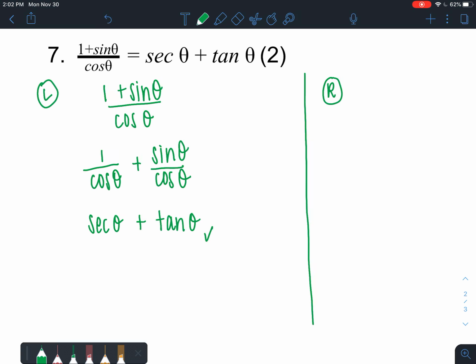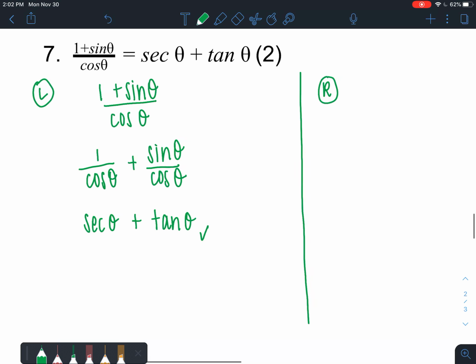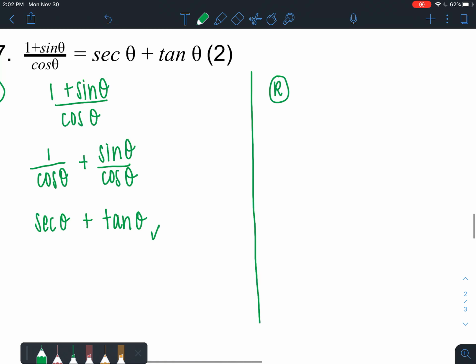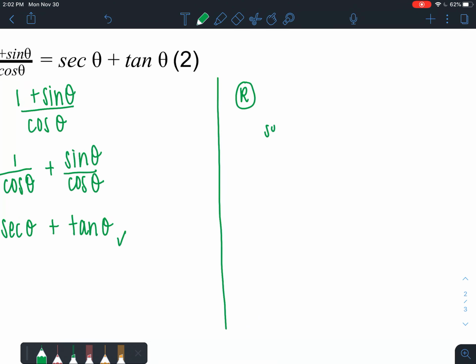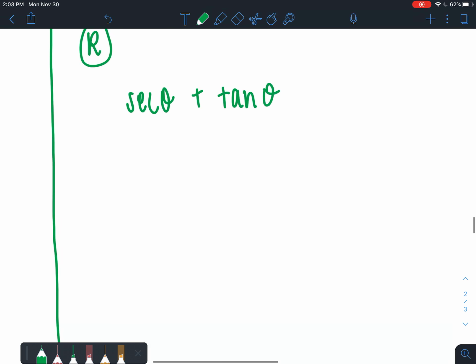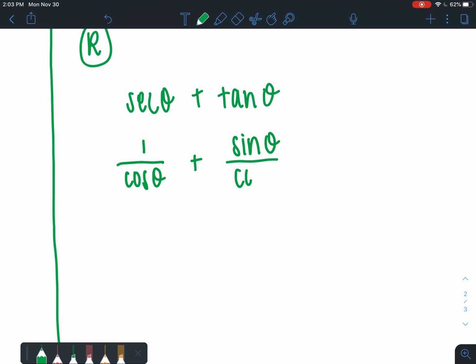Okay, but some people may have thought, I think secant of theta and tangent of theta, that side might be easier to work from. So let's go ahead, come over here, secant of theta plus tangent of theta, and think about it a different way. So I'm going to rewrite this in terms of sine and cosine. So I have secant is 1 over cosine of theta, and tangent is sine of theta over cosine of theta.